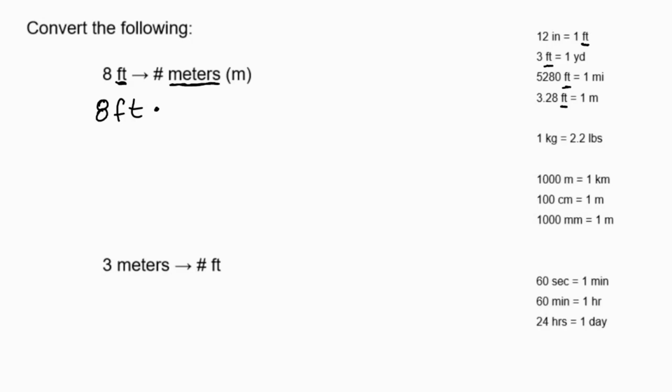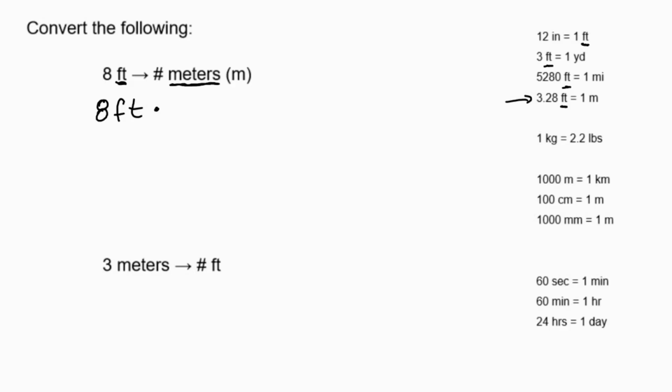Would it make sense for us to look at the first fact, which has to do with feet and inches, or feet in yards, feet in miles, once again the MI is miles, or feet in meters? Well, we want to convert from feet to meters, so this fact over here makes sense that we'd be interested in it. So we have 3.28 feet is equal to 1 meter.